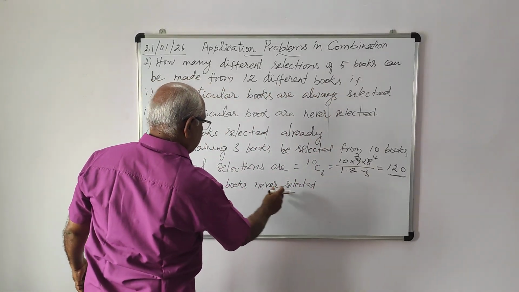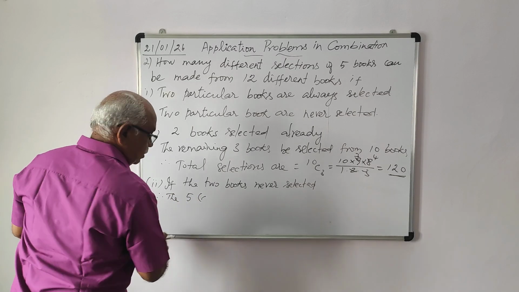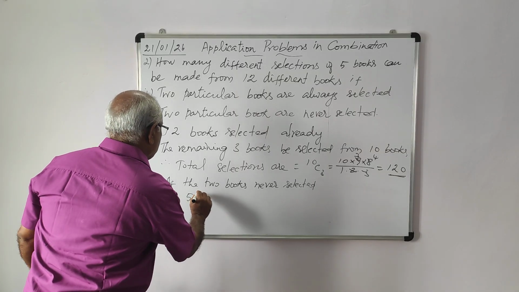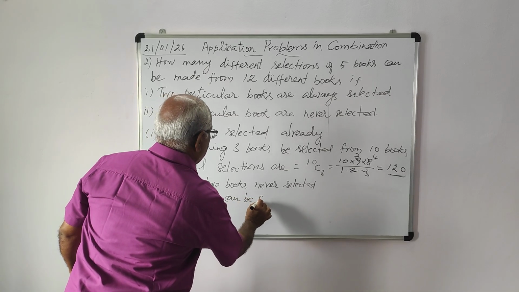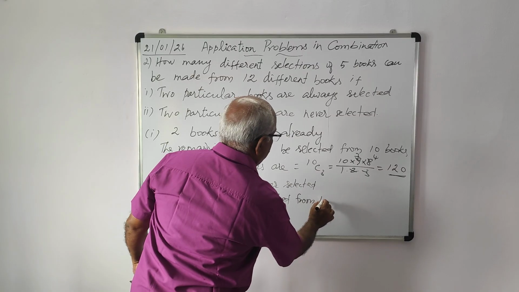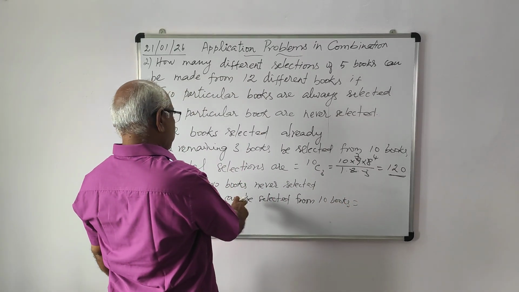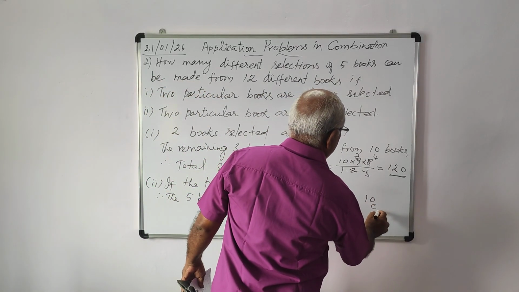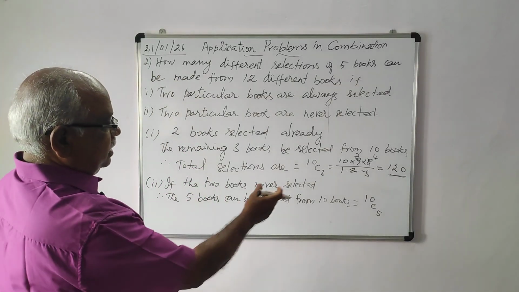If the 2 books are never selected, therefore all the 5 books can be selected from the remaining 10 books only. The total selections are 10C5.